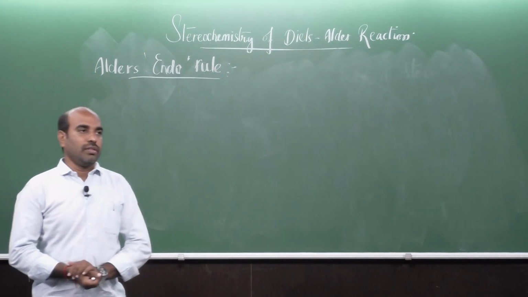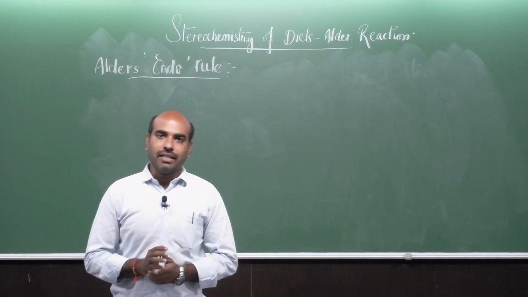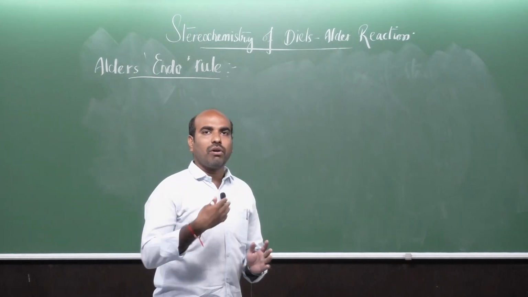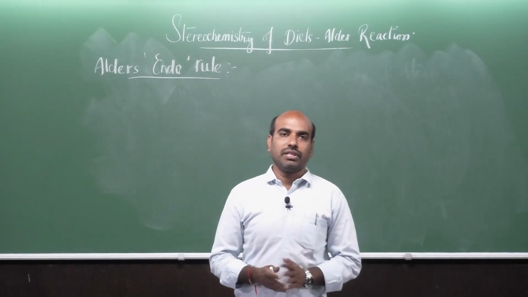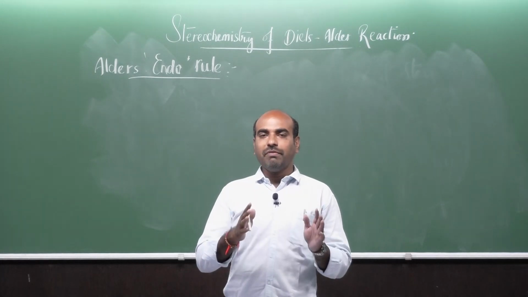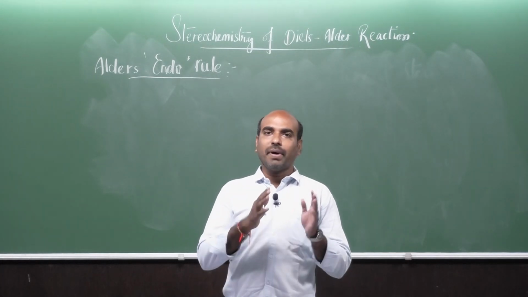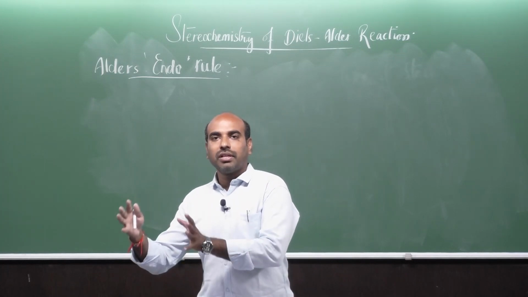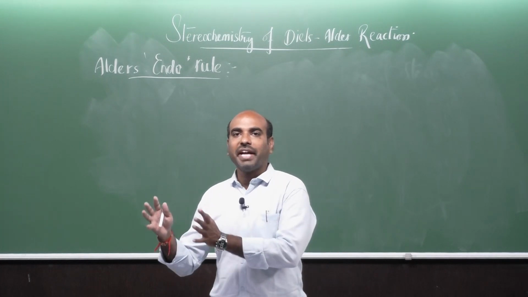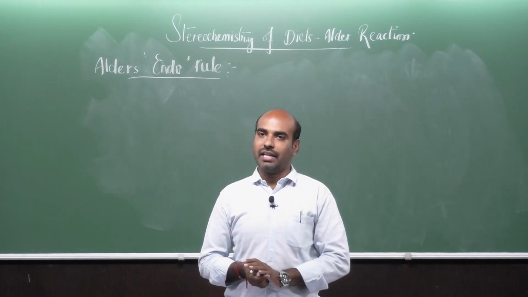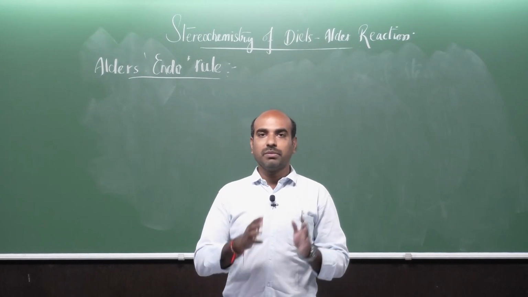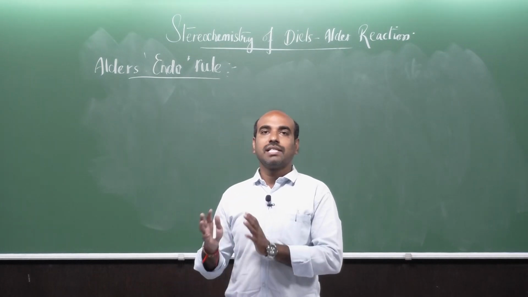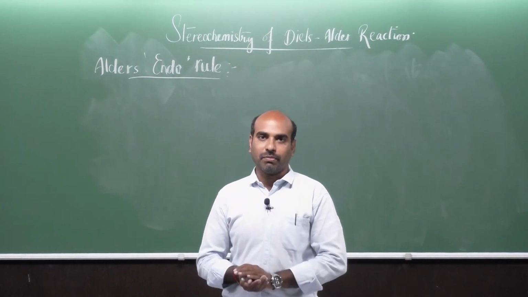Alder's endo rule. After discovering the Diels-Alder reaction, Alder started observing a number of examples of Diels-Alder cycloaddition reactions. Meanwhile, he observed that a particular stereochemistry of the diene will give you a particular compound with a defined stereochemistry. The cyclic adduct will have a defined stereochemistry. That means, based on the stereochemistry of the reactant molecules, you can always predict the stereochemistry of the cyclic adduct molecule that is going to be formed, right.